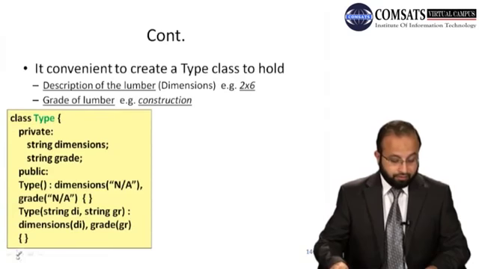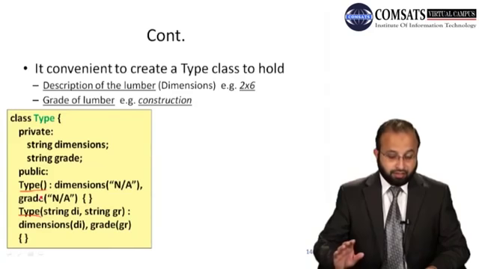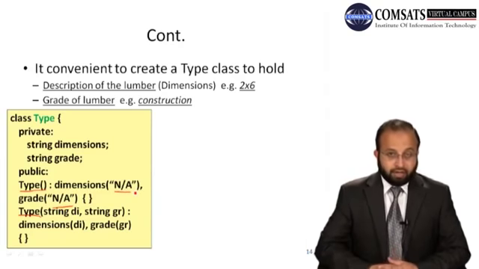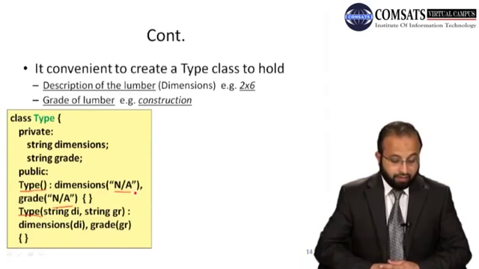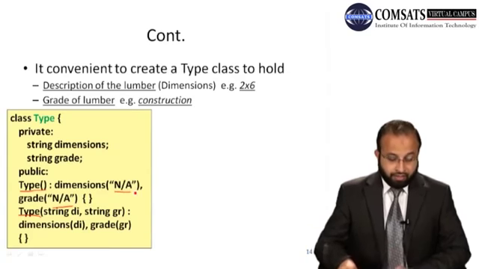Then we have a constructor. So this is constructor 1, the default constructor that initializes the private fields of that class with some initial value. So dimensions में हमने na लिख दिया, और grade में भी हमने na लिख दिया, right? Then type has a 2 argument constructor. So we are passing one string, that is dimension, and the other string is the grade, gr. And then we are initializing the dimension with di, and initializing grade with gr, right?